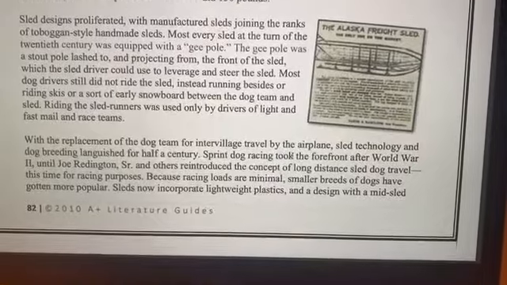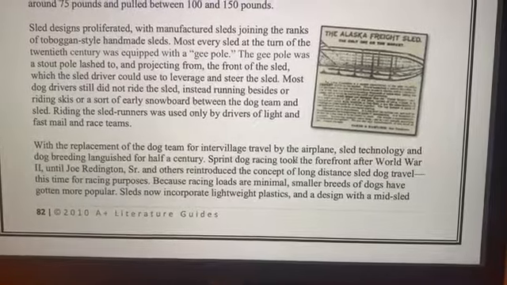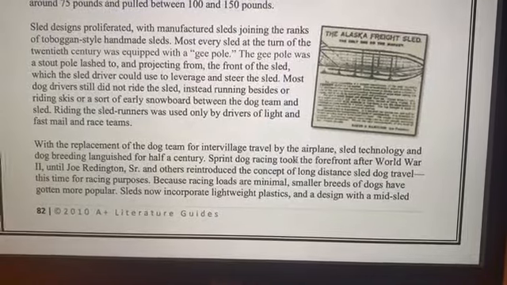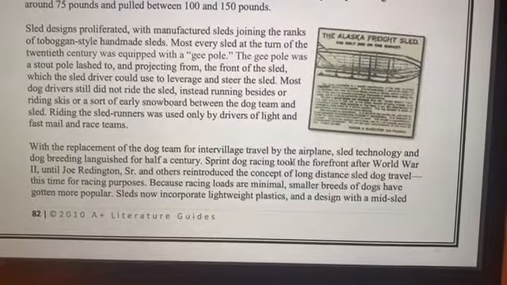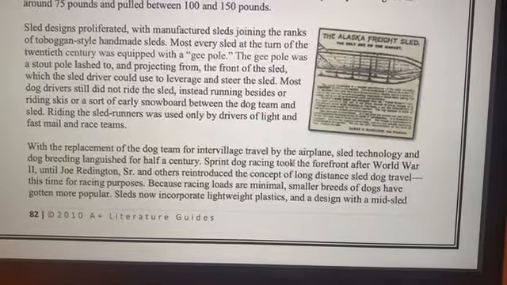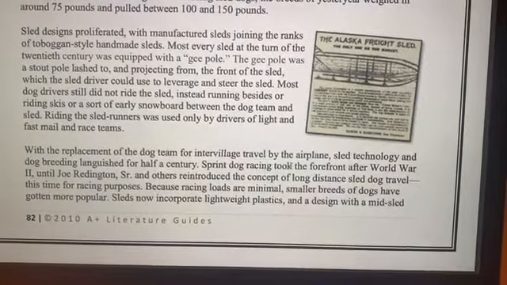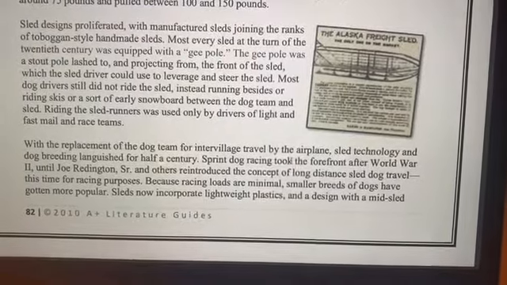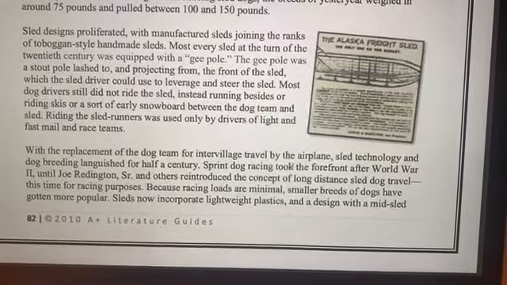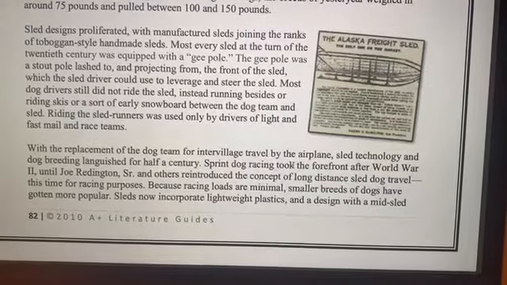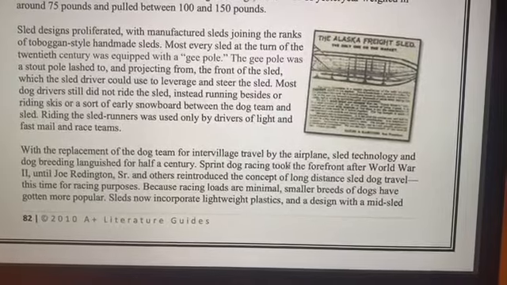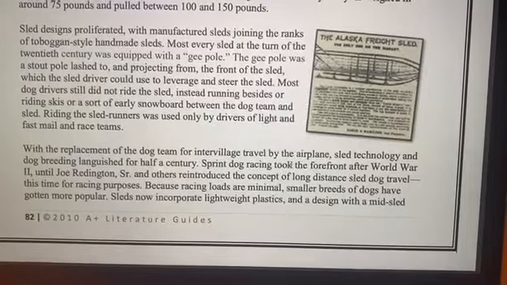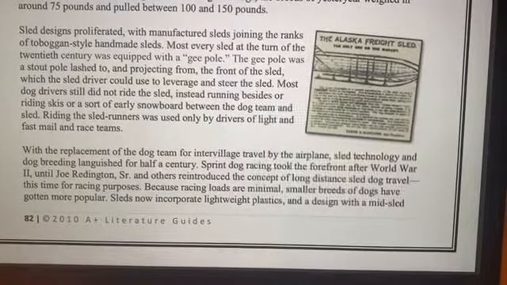Sled designs proliferated, with manufacturer sleds joining the ranks of toboggan-style handmade sleds. Most every sled at the turn of the 20th century was equipped with a G-pole. The G-pole was a stout pole lashed to and projecting from the front of the sled, which the sled driver could use to leverage and steer the sled. Most dog drivers still did not ride the sled, instead running beside or riding skis or a sort of early snowboard between the dog team and sled. Riding the sled runners was used only by drivers of light and fast mail and race teams.